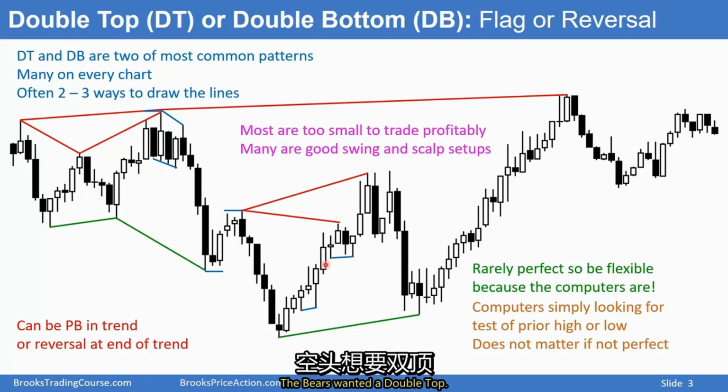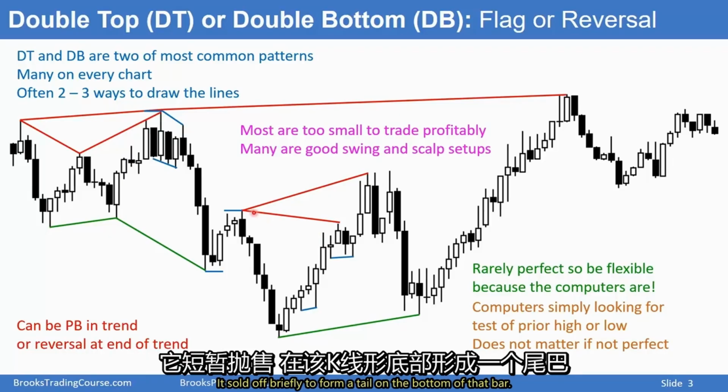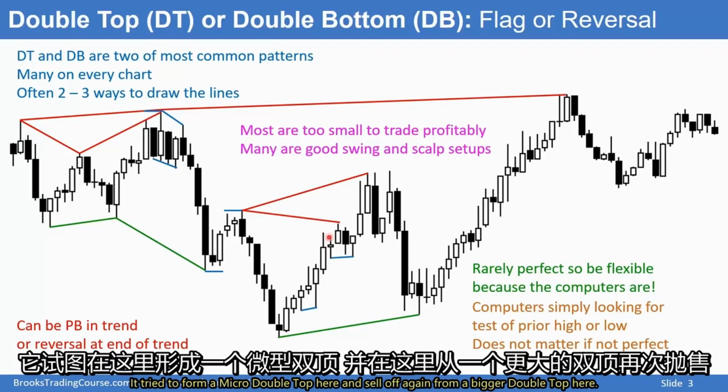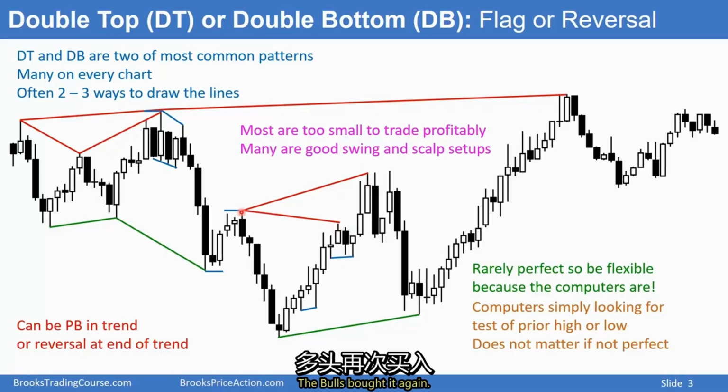Double bottom bull flag. The market rallied here. The bears wanted a double top. It sold off briefly to form a tail on the bottom of that bar. It tried to form a micro double top here and sell off again from a bigger double top here. The bulls bought it again. A small double bottom bull flag.